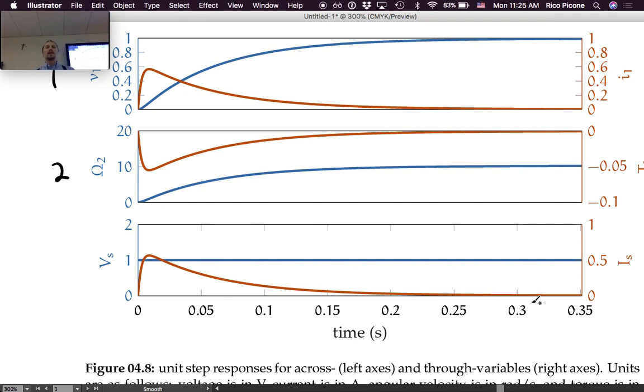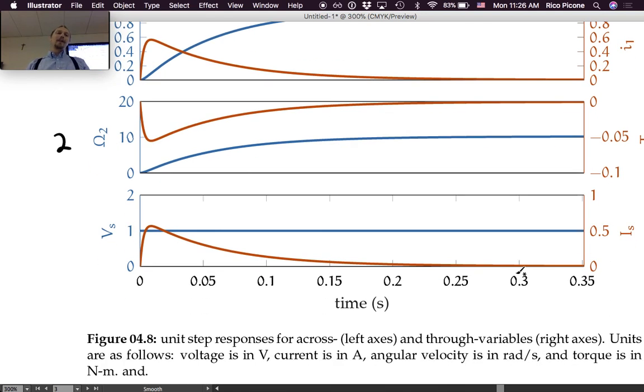Finally, we can look at the source, which is always going to be at 1 volt, right? We said unit step is going to go from 0 to 1 volt at time equals 0 and stay at 1 for the rest of time. Right at the very beginning, it supplies a lot of current. All the current that flows into the windings to create torque comes from this source. It provides that current initially, and then that current tails off because it doesn't need to provide as much current after that. So these are all the variables.